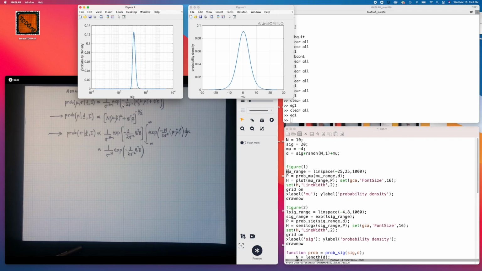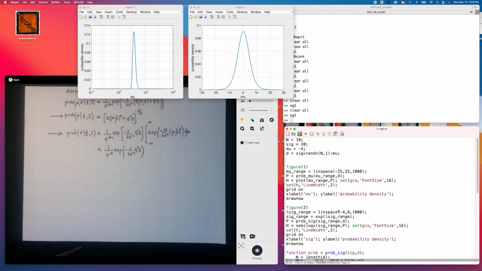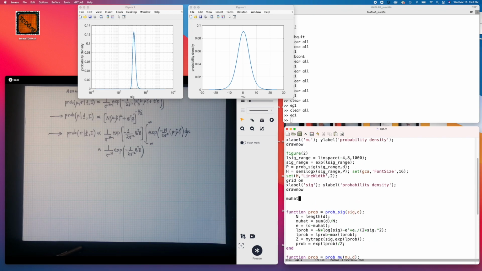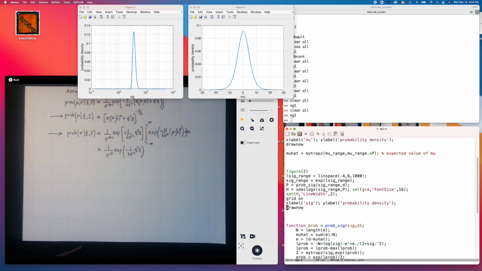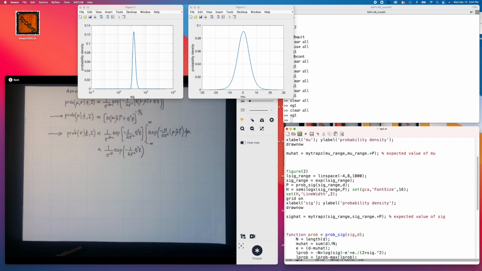Okay, so that's a little bit better. Now I'm going to add code to compute the mean or the expected value of sigma and mu from the posterior. So let's do that. So I'm going to integrate p multiplied by the mu. And this is known as the expected value. And I'll do the same thing down here for sigma. And then I'll write them to the screen.